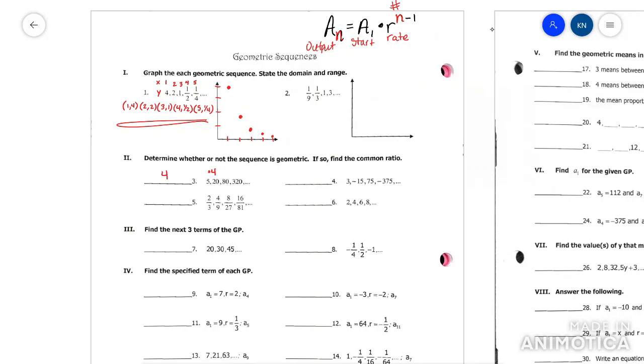This next one, yeah, it has some fractions, but you can take any term and divide it by the previous term in order to get the rate. So it'd look like 4/9 divided by 2/3. If you did that, you would get 2/3. All right, this next one, it's multiplying by -5. And then this next one, it is adding 2 each time. So this is arithmetic. It's not geometric.